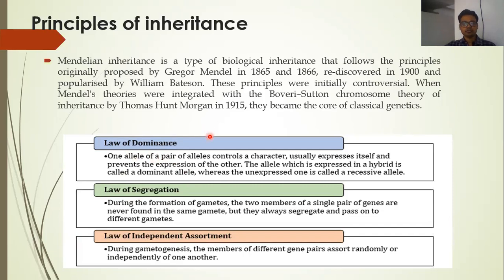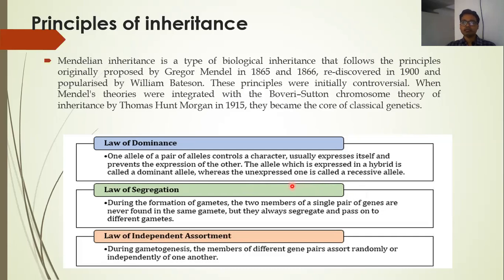In the case of the law of dominance, when a heterozygous condition is present, only one allele expresses itself. This is known as the dominant allele, and the one which cannot express itself is called the recessive allele. The property of expression of the dominant allele is called dominancy. So one allele of a pair of alleles controlling a character usually expresses itself and prevents the expression of the other. The allele which is expressed in a hybrid, that is heterozygous, condition is called the dominant allele, whereas the unexpressed one is called the recessive allele, and this law is known as the law of dominance.